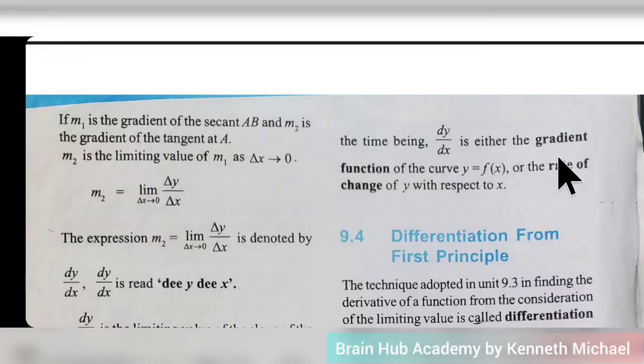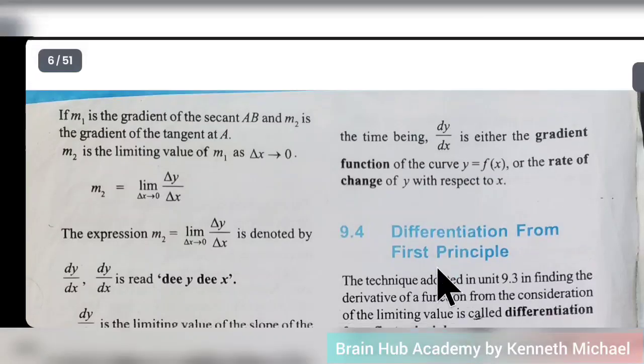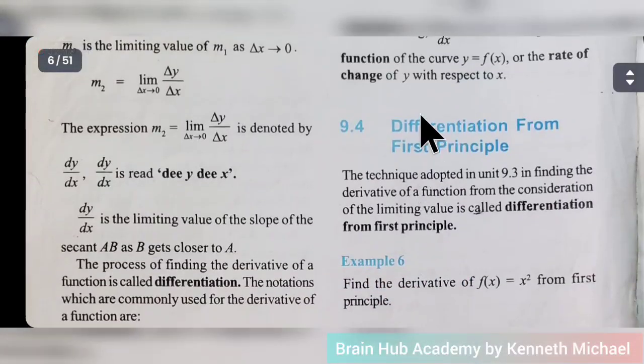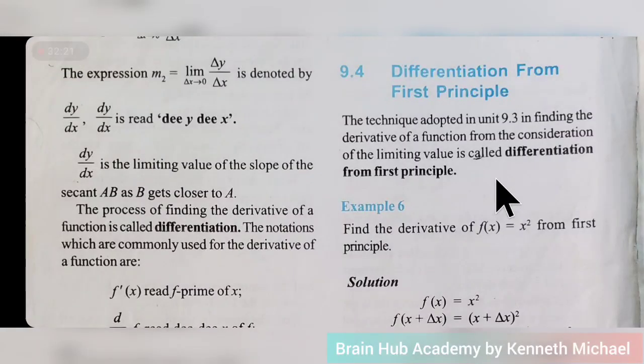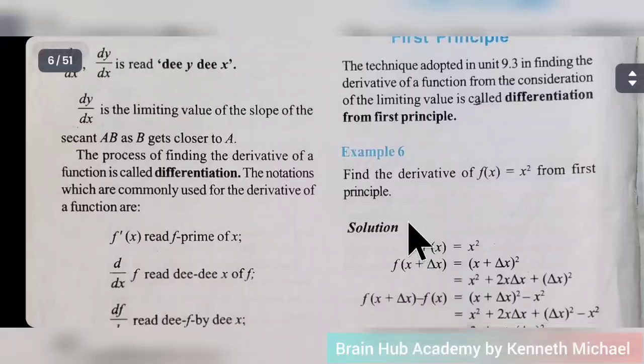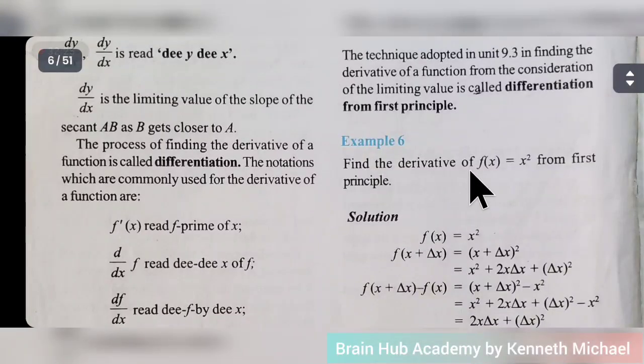The dy/ds is either the gradient of a function of a curve y equals f of s, or the rate of change of y with respect to s. So that is what it means, the grand meaning of it. Differentiating from first principles. So how do you use the first principle to differentiate a function? So let me go to the example straight. Find the derivative of f of s equals s squared.